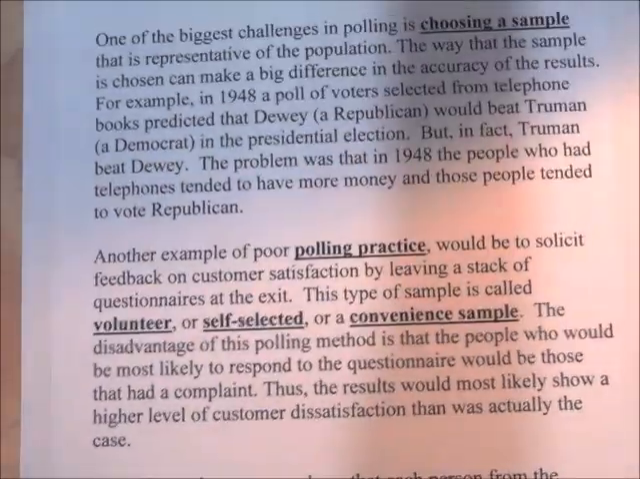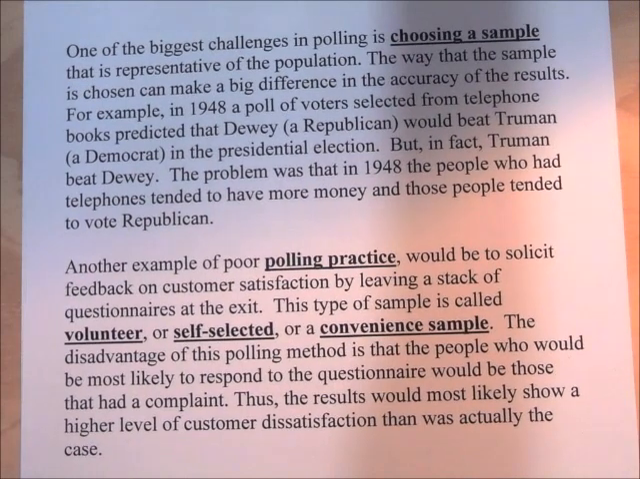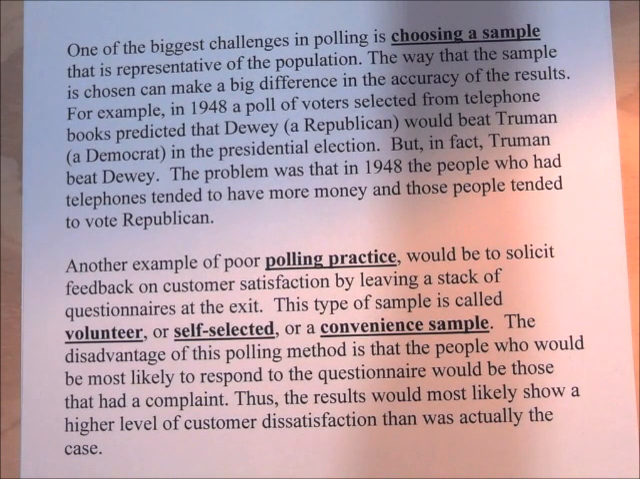One of the biggest challenges in polling is to choose a representative sample. The way the sample is chosen can make a big difference in the outcome of the poll. A famous example is a 1948 poll of voters selected from telephone books that predicted Dewey, a Republican, would beat Truman, a Democrat, in the presidential election. In fact, Truman beat Dewey. The problem was that in 1948, the people who had telephones tended to have more money, and those people tended to vote Republican.